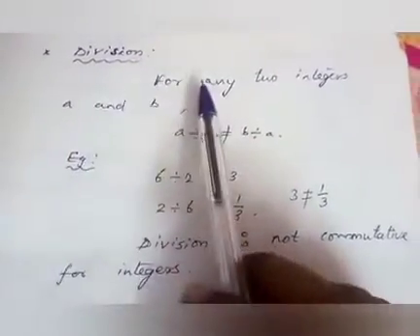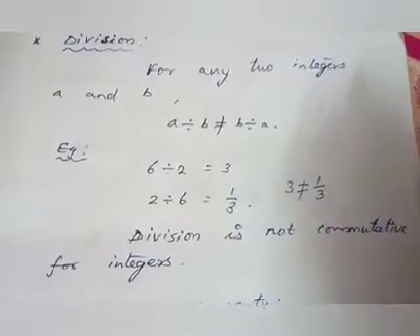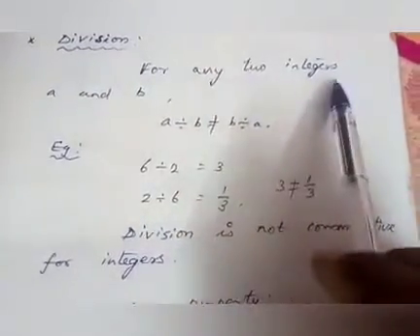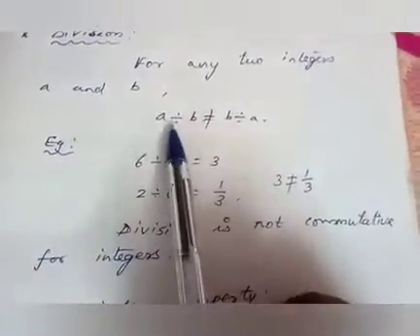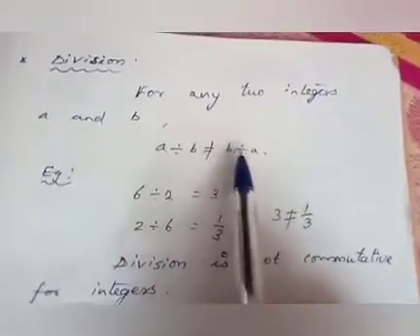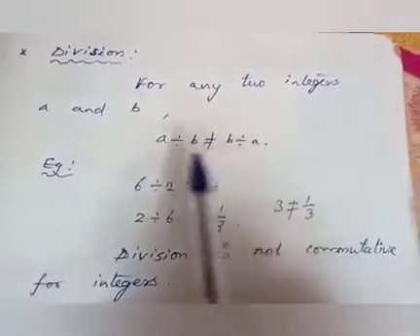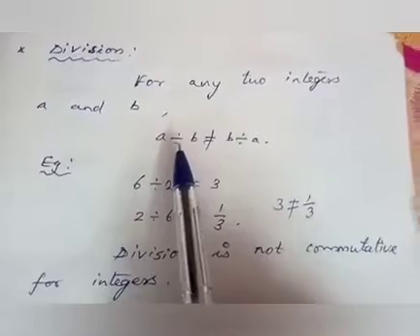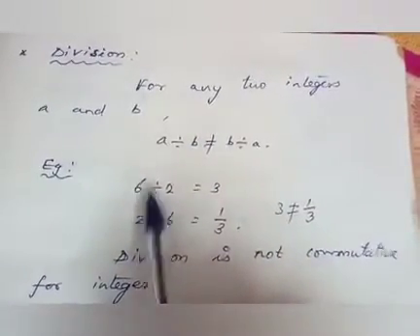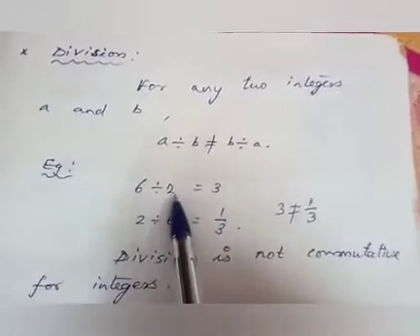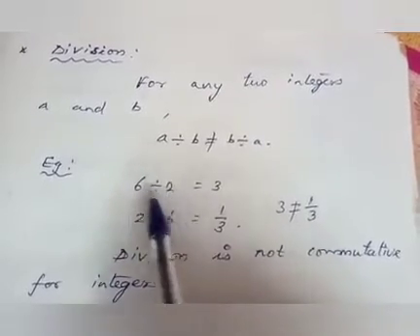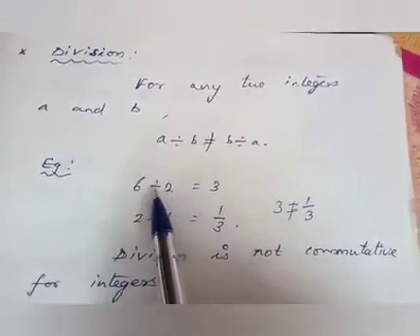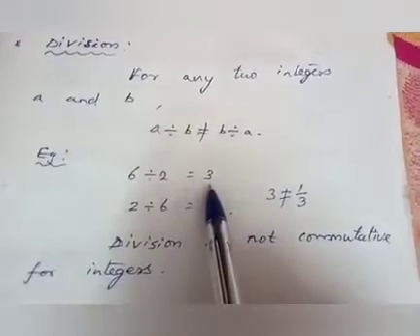Division. Division is not commutative for integers. For any two integers a and b, a divided by b is not equal to b divided by a. For example, take any values of a and b. So here a value is 6, b value is 2. a divided by b: 6 divided by 2. So 6 is an integer, 2 is also an integer. 6 divided by 2 is equal to 3.